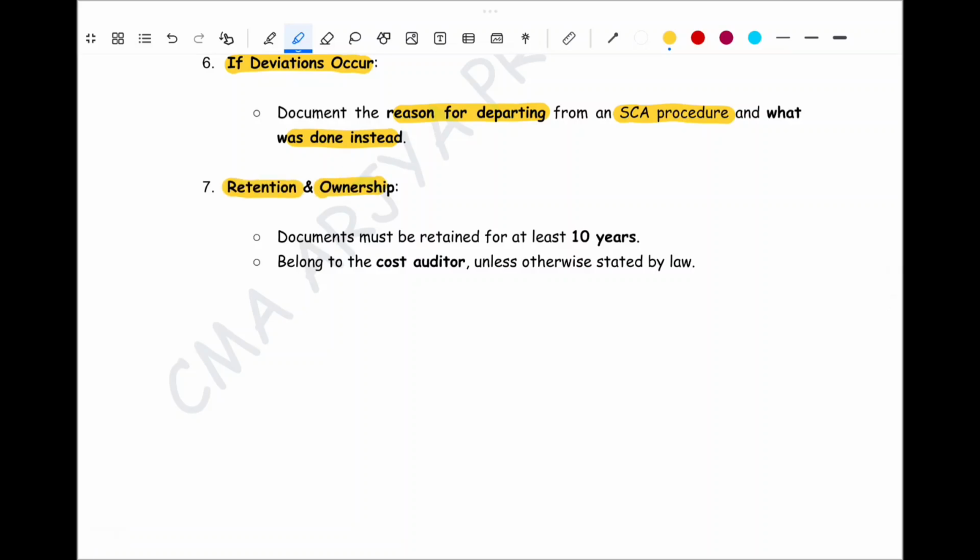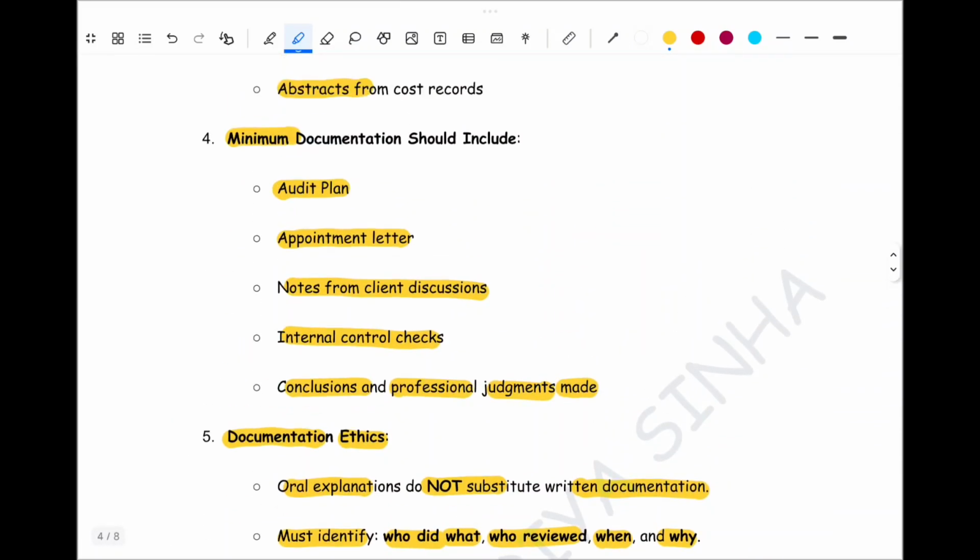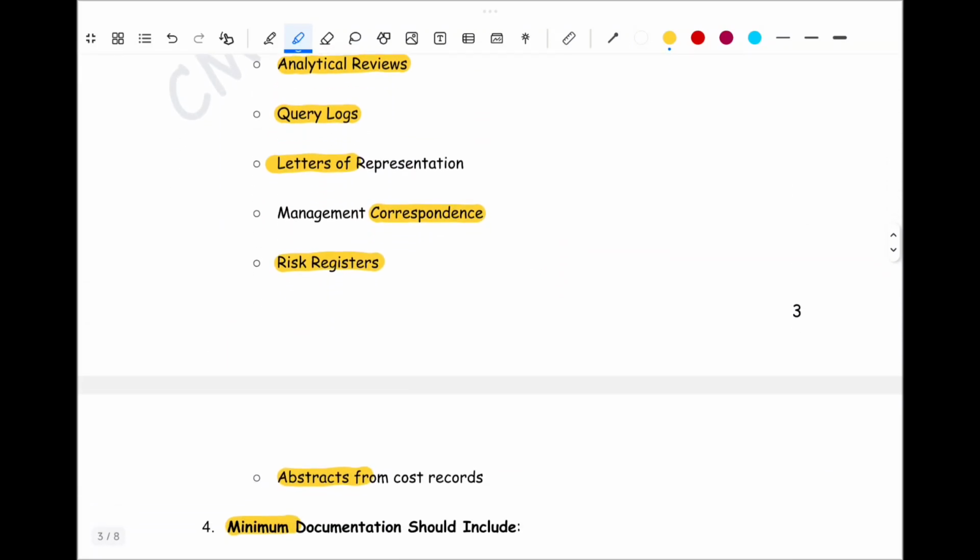Now, documentation must be retained for at least 10 years. Very important from the MCQ point of view. Next, it belongs to the cost auditors. Obvious, we know that, unless otherwise stated by law. The documentation belongs to the auditors unless otherwise stated by law. So this is the complete overview of the Cost Auditing Standard 102, that is cost audit documentation.